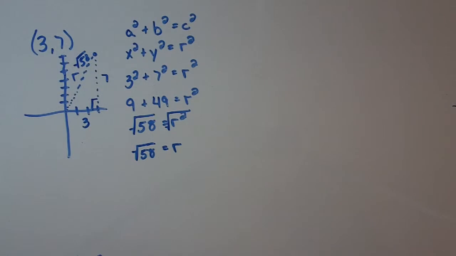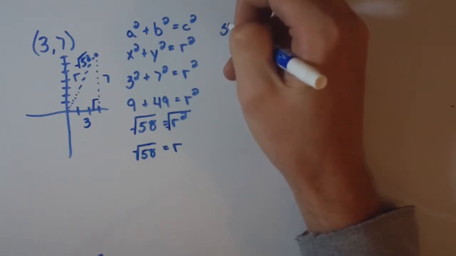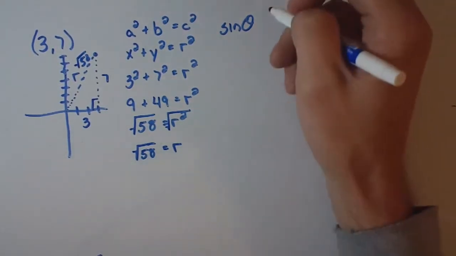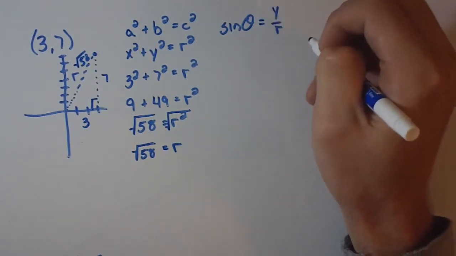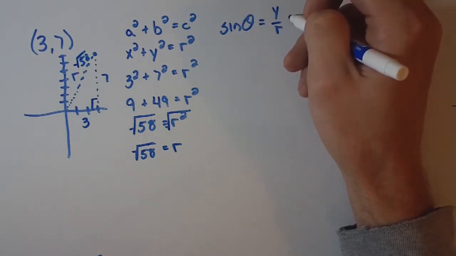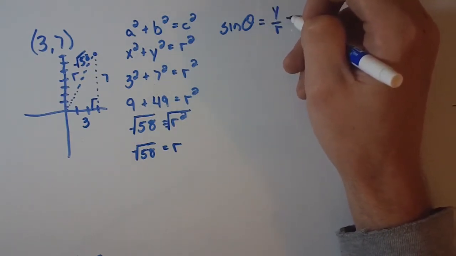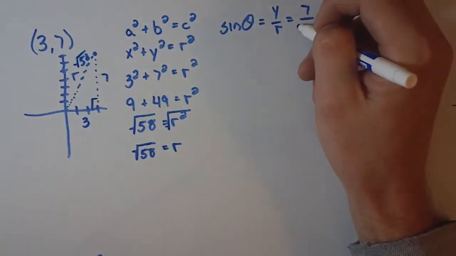Now we need to find our 6 trig functions. We have the 3 parts that we need. We just need to find the 6 trig functions. Our first one is sine of theta. Sine of theta, by definition, is y over r. So our y value was 7 and our r value was square root of 58.